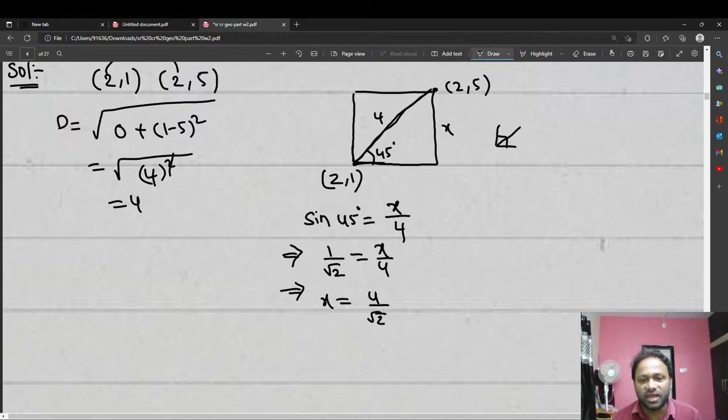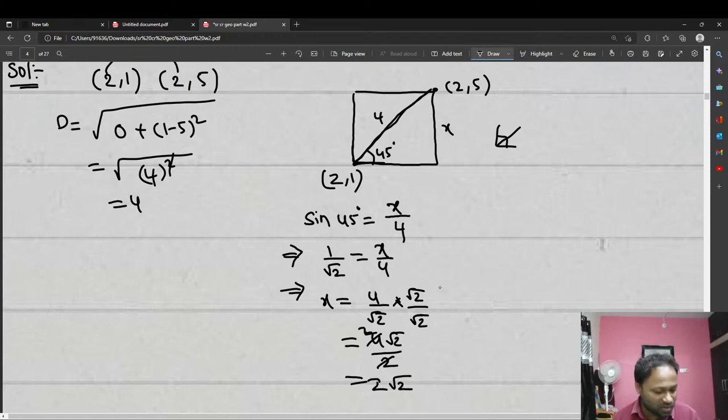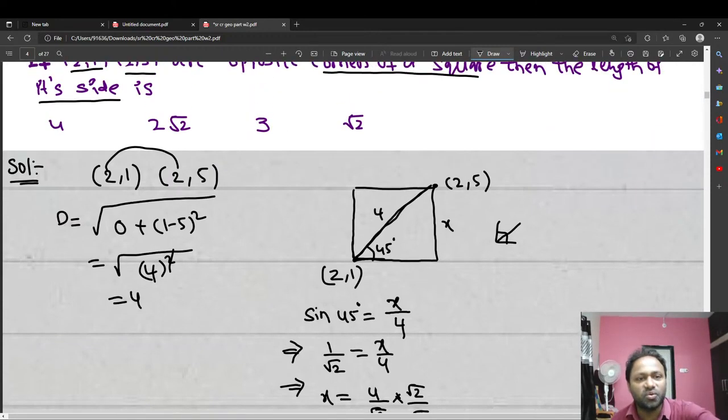So here we can multiply and divide with root 2. I am multiplying and dividing. So 4 root 2 divided by root 2 into root 2, whose value will be 2. So that is equal to 2 root 2. So the answer will be 2 root 2, the correct answer. Okay. Who said the answer is 2 root 2? Aparna says 2 root 2. 2 root 2 is the correct answer.